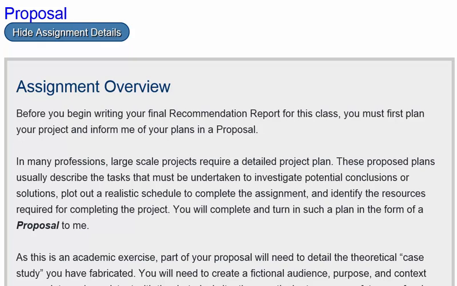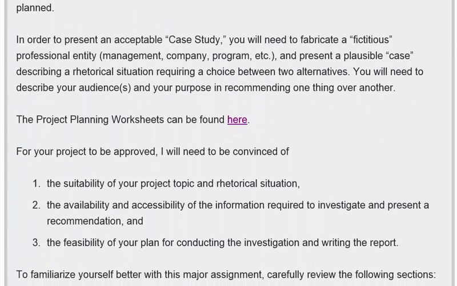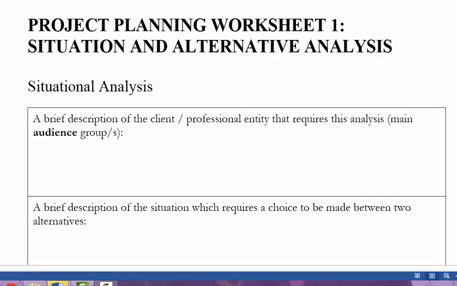Part of the proposal assignment requires you to fill out the project planning worksheets, which will help you plan your recommendation report project. You can find the project planning worksheets in the proposal assignment instructions. There are 3 total project planning worksheets, and I'm just going to quickly take you through them to make sure that you understand what you're supposed to do for each worksheet.